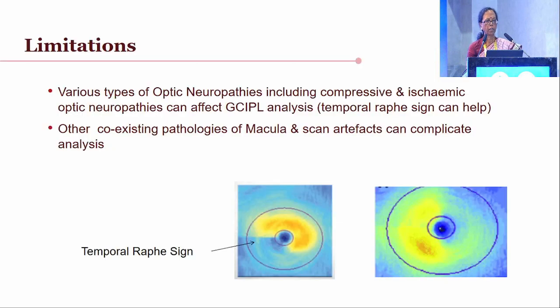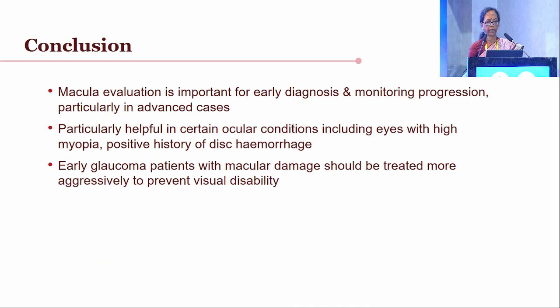And there are certain limitations if we do only ganglion cell analysis, because various optic neuropathies, including compressive and ischemic neuropathy, can cause defects in the macula. But if we see carefully, there is a temporal raphe sign, which is very specific for glaucoma. In other neuropathies they will have this type of ganglion cell defect, and if we see carefully, then the temporal raphe sign will give us some help that it is a glaucomatous defect.